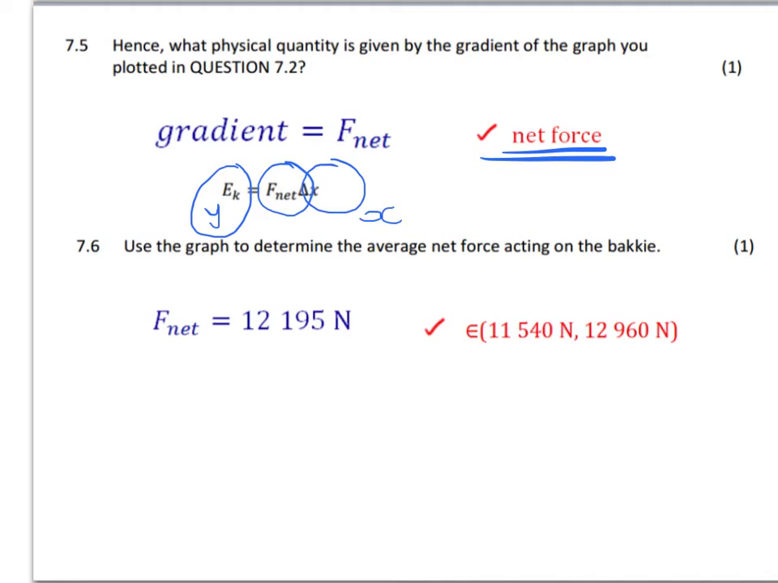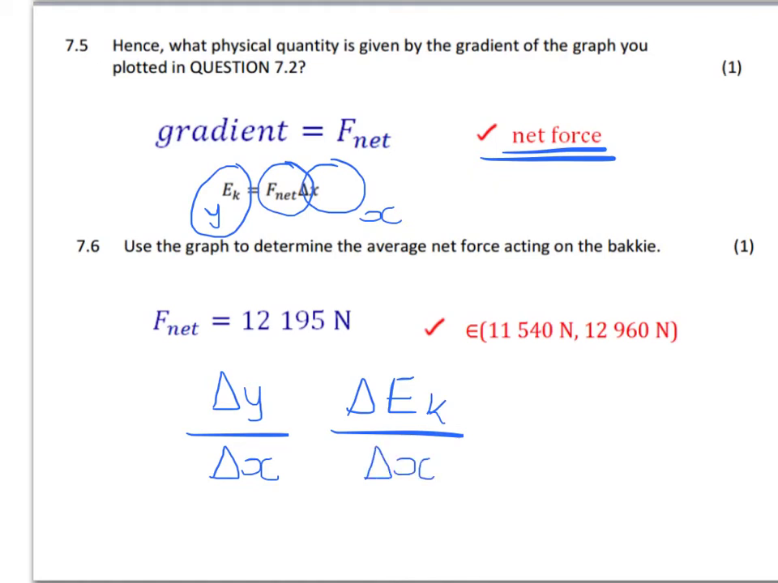There are a couple of different ways to do this. The best thing to do is look at your line of best fit, calculate the gradient of the line of best fit using your usual expression, rise over run, or delta y over delta x. In this particular case, it's the change in your kinetic energy, delta EK, which is basically delta y, divided by the change in your displacement. So delta x is still delta x. This would be your gradient.